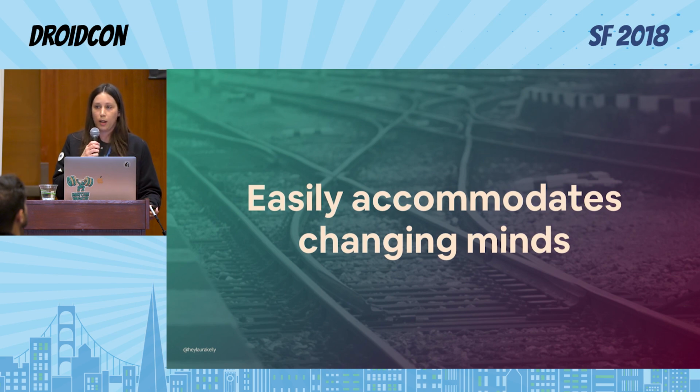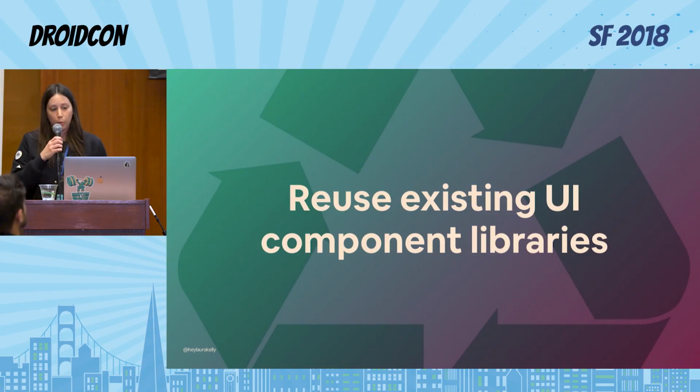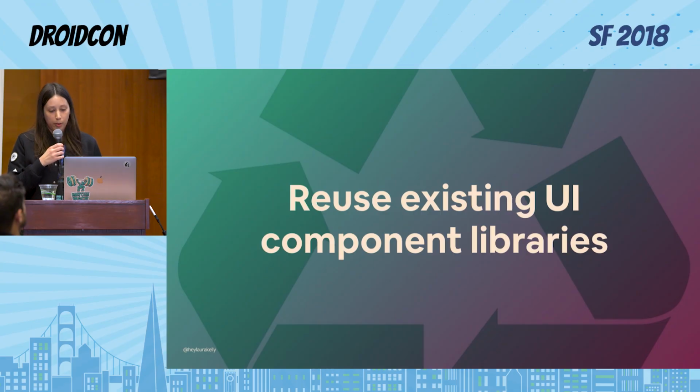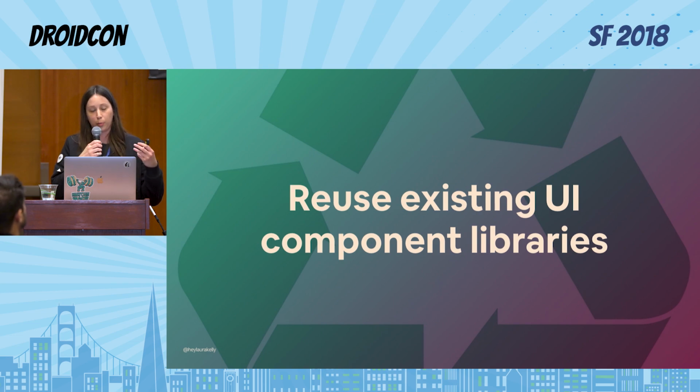The system easily accommodates changing minds. So if we decided to reskin these components or change the look and feel of them, we could still maintain the same mapping, just change the component itself. We also can reuse our existing UI library. So at Airbnb, we have a library called the Design Language System. And it's a set of components that work cross-platform. So a lot of the components have iOS, Android, and web equivalents. So we could make use of that library that already existed and just plug it into that mapping really easily.